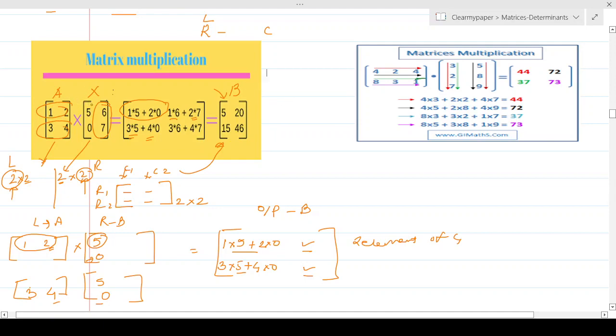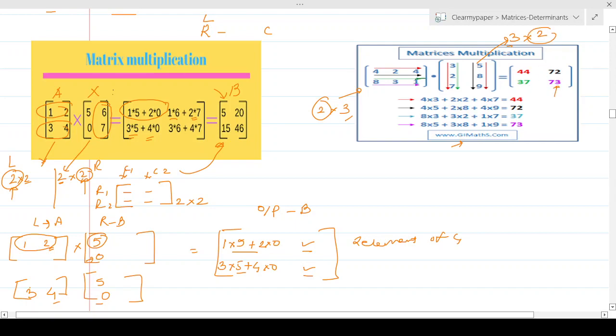I took the example of 2 by 2 because it's very easy. And I've copied the next example from one of the websites, GI Maths, because the website had this color coded. See here, this is 2 rows and 3 columns. And here, this is 3 rows and 2 columns. So the inner numbers match, so multiplication is possible. And the output matrix is going to be a 2 by 2, which is 4 elements, which is what we see here.